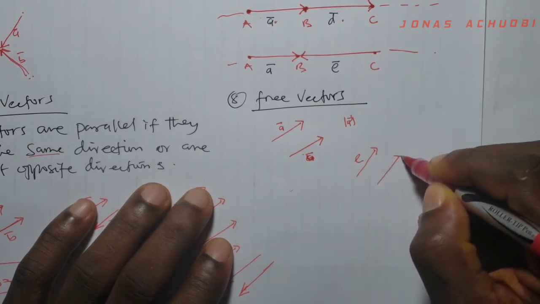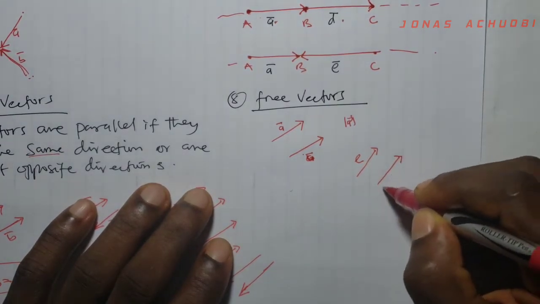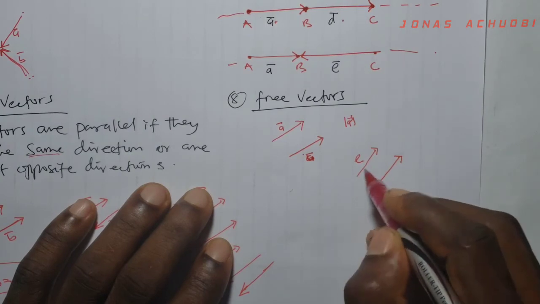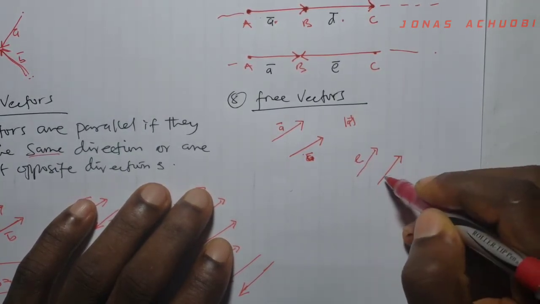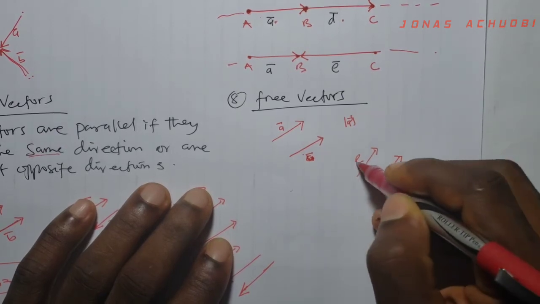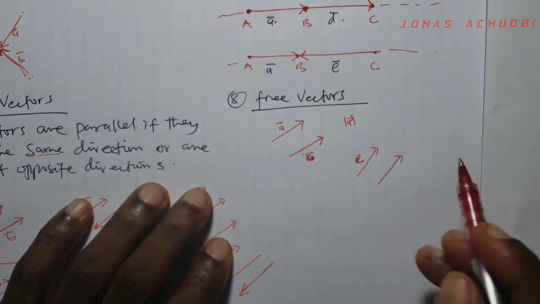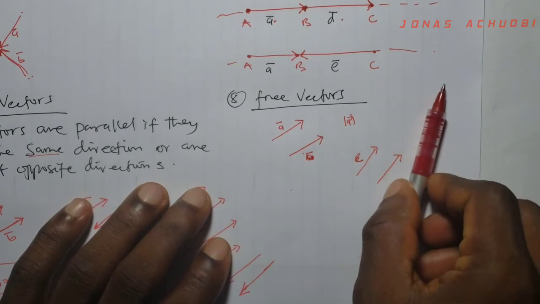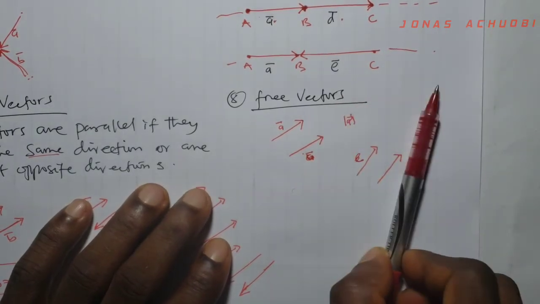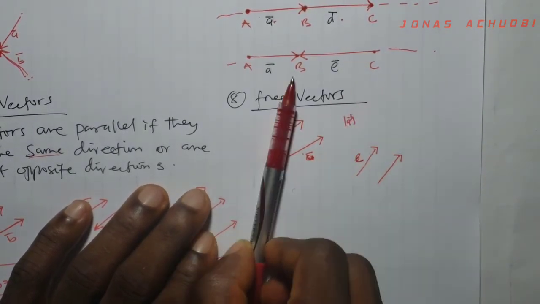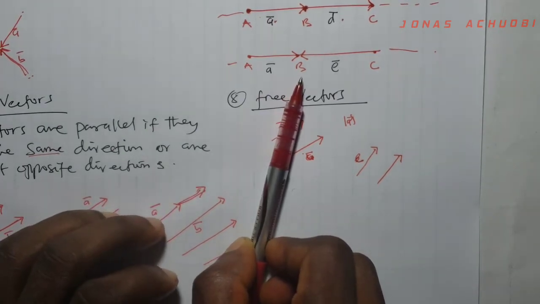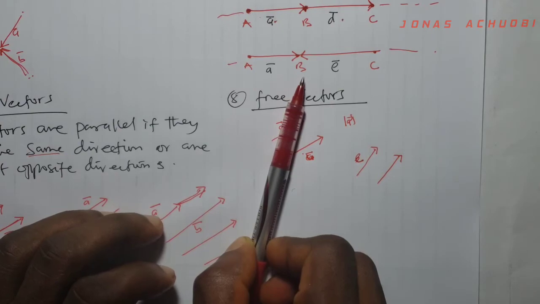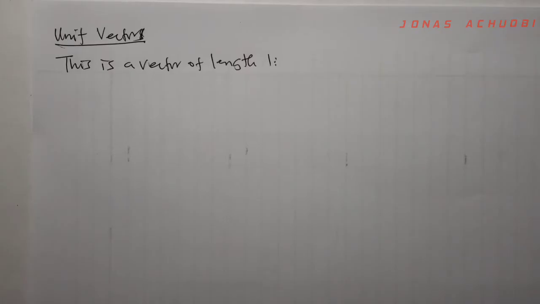If this new vector is the same length as vector E and the same direction as vector E, then vector E has just been displaced. In that case, vector E is called a free vector. So by free vector, I can always move the vector from one point to the other, on the condition that the vector remains the same in length and remains the same also in direction.